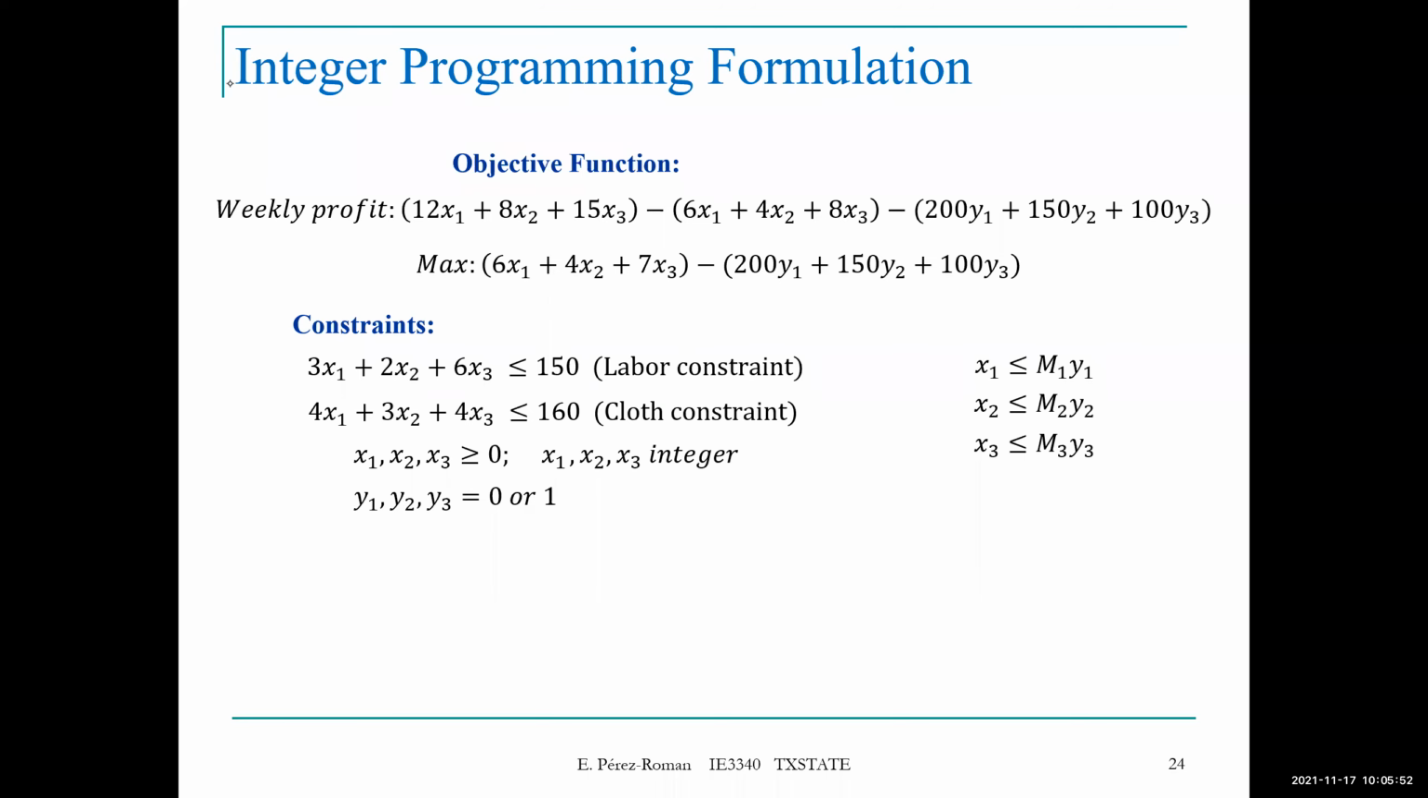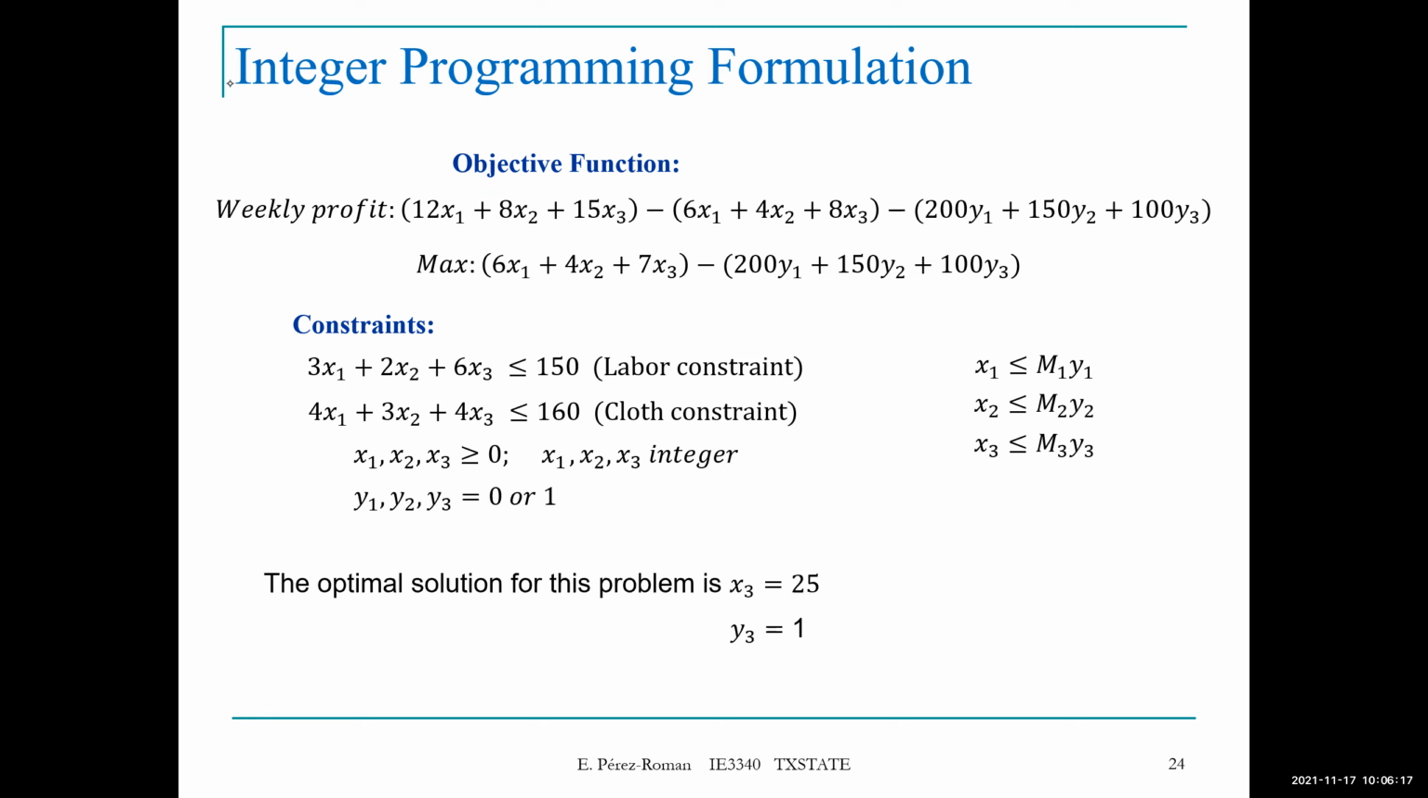So if this is 0, this is going to be 0. The whole thing is going to be 0. So this has to be 0. But if this is 1,000 and this is 1, this is going to be 1,000. So you can produce any amount of X1 as long as it is less than or equal to 1,000. So again, this is a modeling trick, but it will serve the purpose of getting you the right solution.